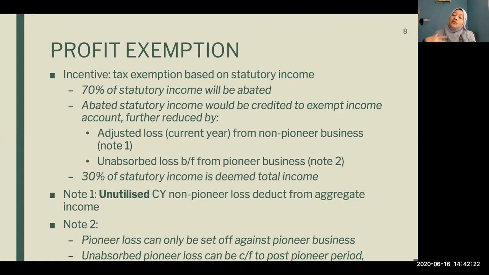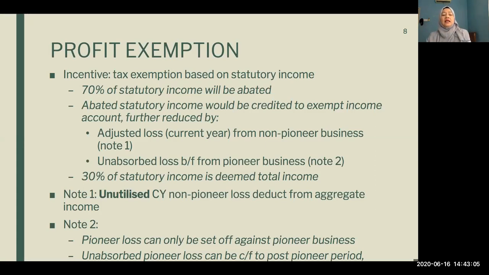But one company may also have business one and business two. Business one is a pioneer business, meaning these are the promoted activity or you are producing a promoted product. Business two is a non-promoted product, so because of that, you cannot go for pioneer. So now you have a pioneer business, and you have also a non-pioneer business. If the non-pioneer business is making a loss, that loss will reduce your abated income. So I know that you are worried already, right? But hold on, later we look into the example, yeah?